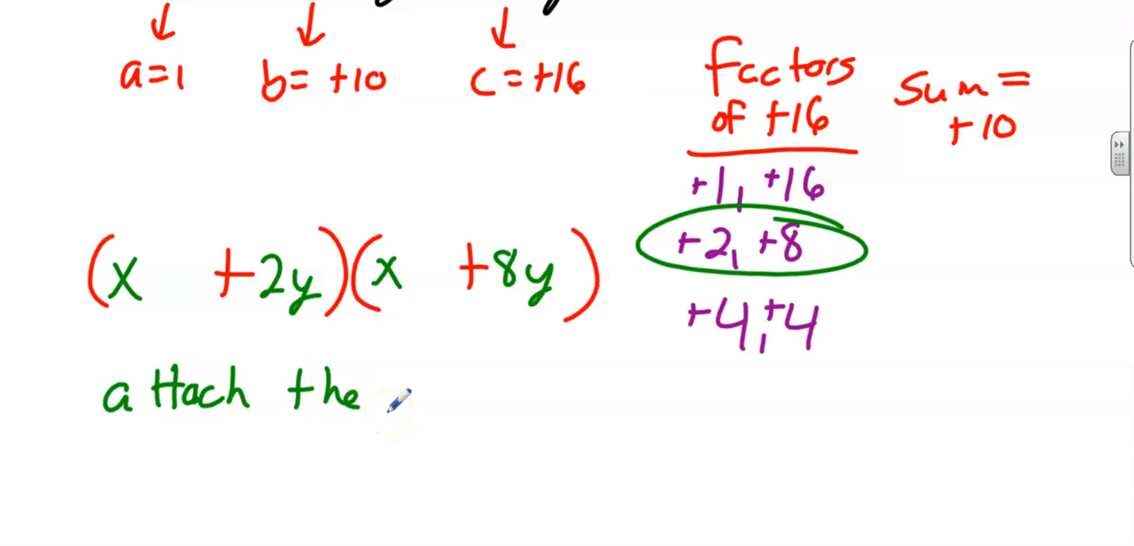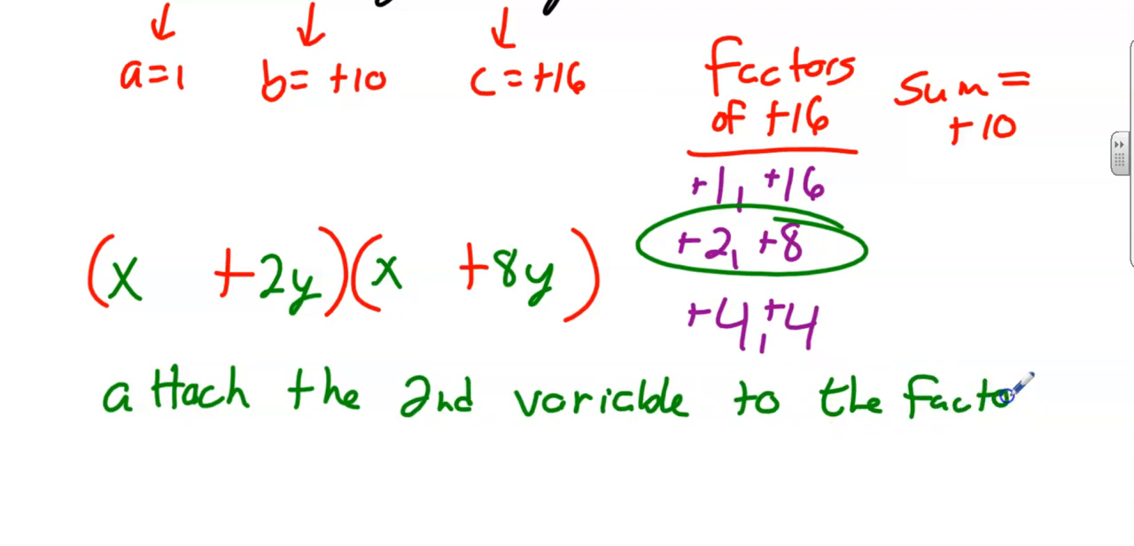I hate to say attach, but I guess that's the best way to say it. Attach the second variable to the factors of b. So once you find the list that you get here, you just go back and add on whatever variable they give to you. It's still the exact same thing. It just looks a little bit different because you do have the two variables. But as far as how it works, it's the exact same thing. There's really nothing different about it.